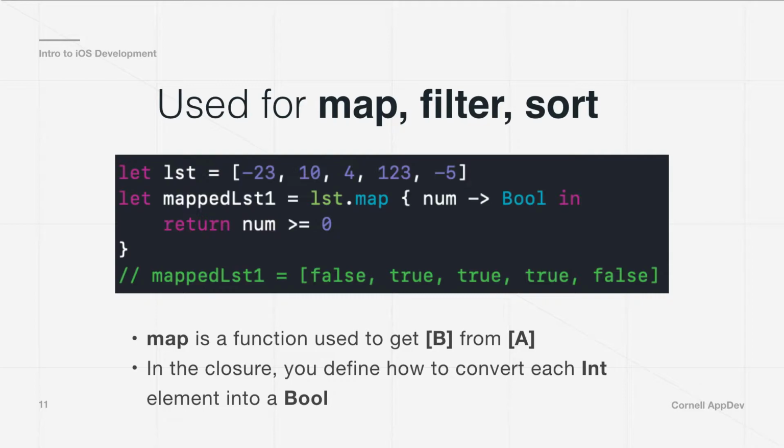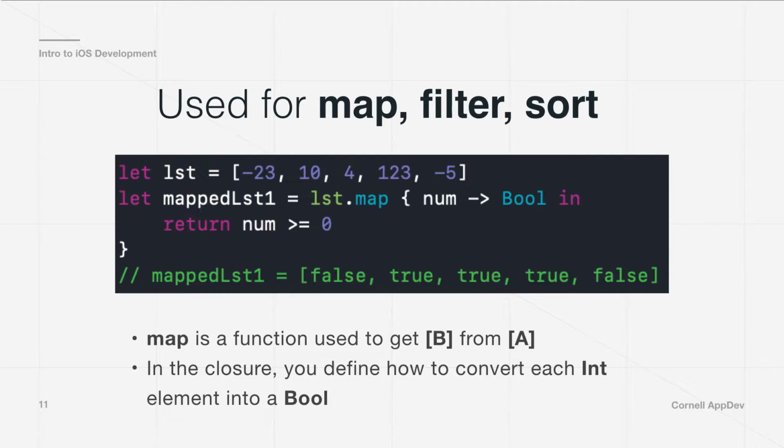Basically, map is a function that's used to get from one type to another type. What it's saying is you want to apply a function to every value in the array, and then you'll end up with another array with maybe different values. We can see here we have a list constant that has 5 numbers in it. If we call list.map, you can see there's a closure here with the variable num that represents each element in the list, and it outputs a Bool. Here we're saying if num is greater than or equal to 0, that's what we're going to put into our mapped list.